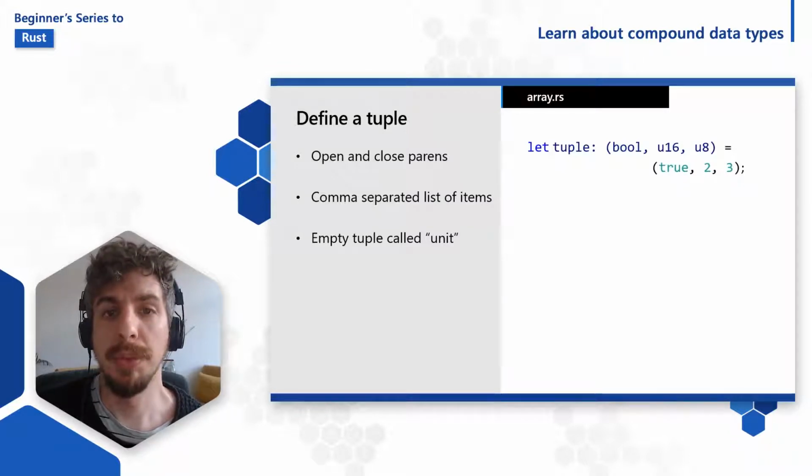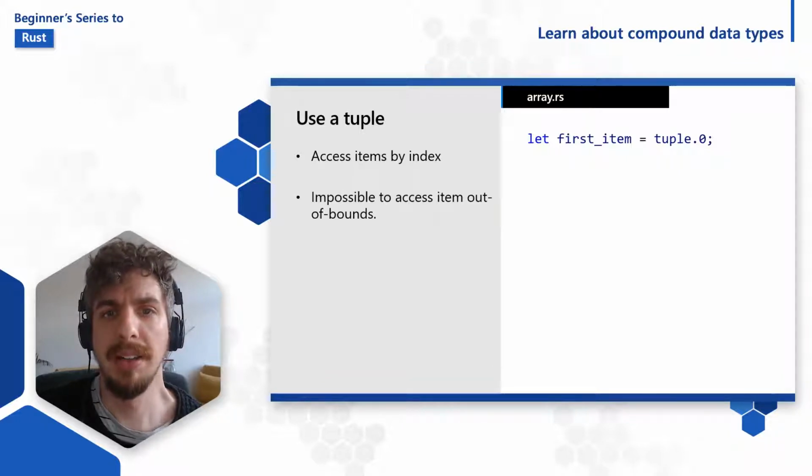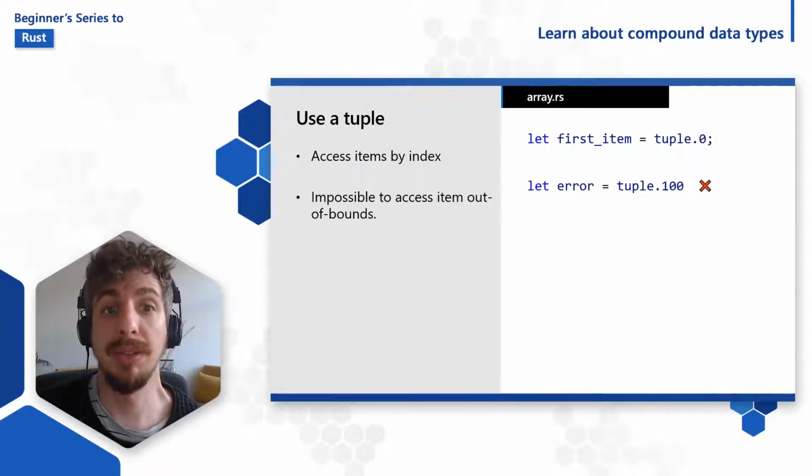Getting items from a tuple is a bit different than from an array. Instead of indexing notation, we use a numbered dot notation. If we try to access an item at an index that is not present in the tuple, Rust will always give us a compiler error. This means we can't ever accidentally try to access an item not present in our tuple, but it also means we can't access tuples using indices stored in variables. Let's head over to VS Code for a quick demo of all this in action.